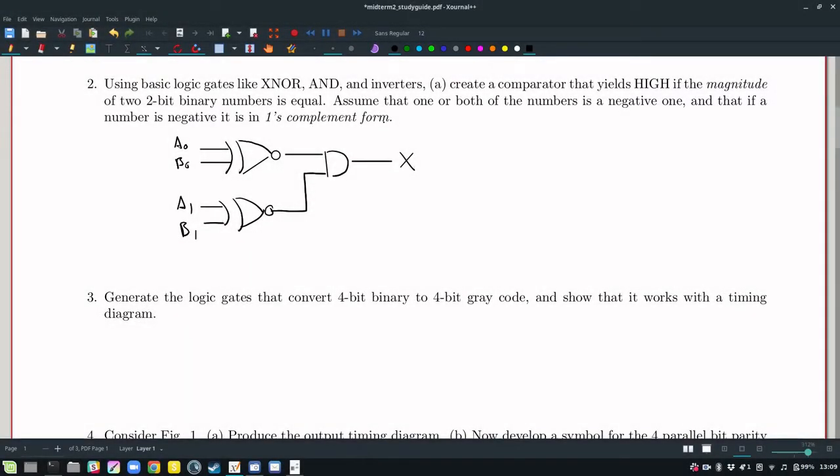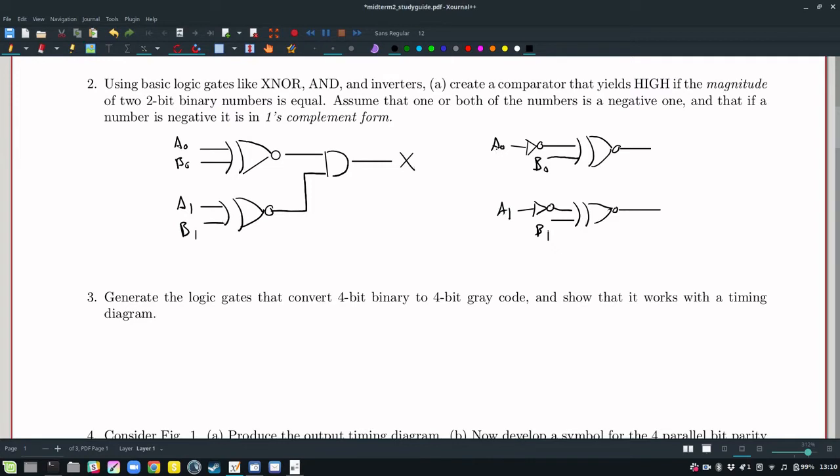Now we have to construct a comparator that will ensure that the magnitude of A and B, two 2-bit binary numbers, is equal if one of them is in 1's complement form. So the way that we can do this is to make the same comparator with 2 Xnor gates, but then we should flip the bits of one of the binary numbers. So we're going to flip A0 and A1, assuming that they're in 1's complement form, and then B0 and B1 would remain unflipped. And it would be the same circuit.